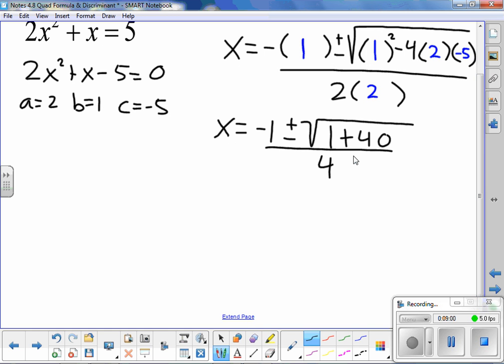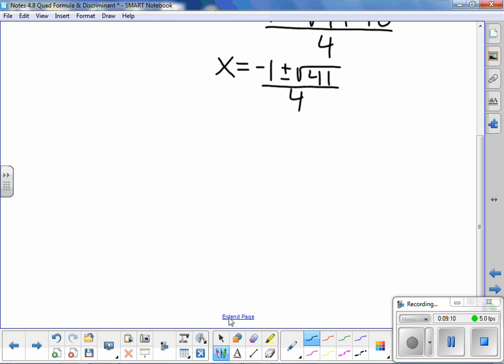All right, and next part, equals negative 1 plus or minus the square root of 41 over 4. Some teachers like you to leave it like this. I'm okay with you leaving it. Well, actually, I want you to separate them.